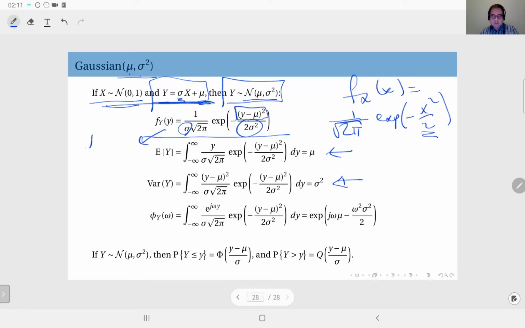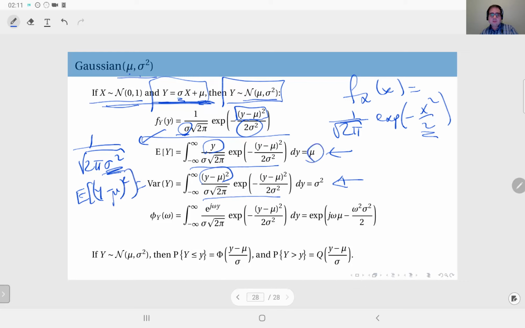Sometimes you also see this as 2 pi sigma squared inside the square root, because sigma squared by itself is the variance. So sometimes you use the standard deviation if you have it, or you use the variance if you have variance. It depends on your choice. And of course, if you take these integrals, the mean, expected value of y, and expected value of y minus mu squared, that is the variance, you will see that the mean is actually equal to mu, and the variance is actually equal to sigma squared, as expected.